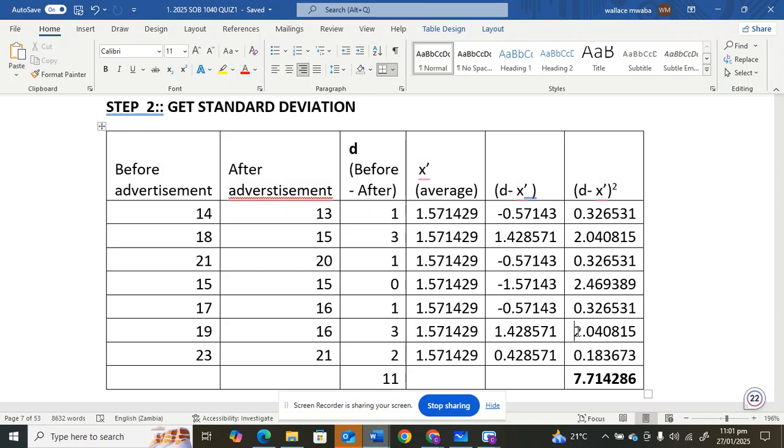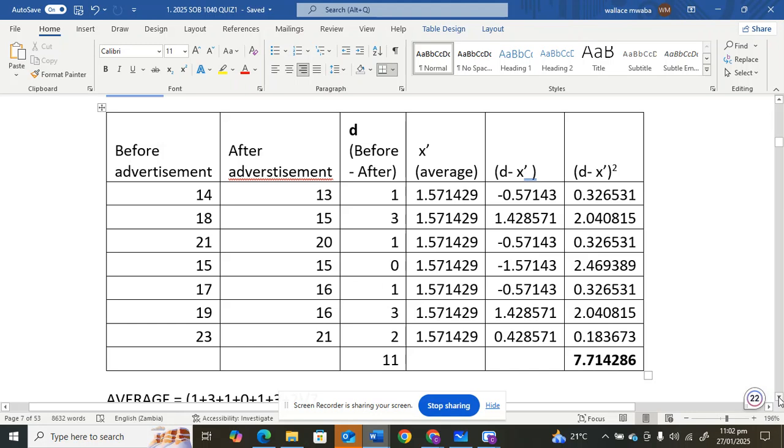No, no, no. We're not yet done. Have you copied down? Just get a screenshot. Okay.